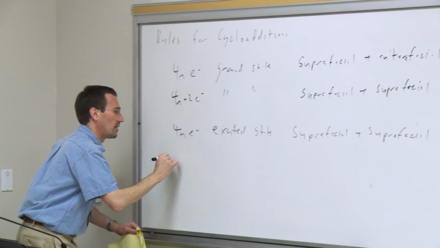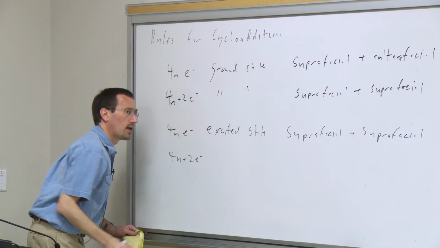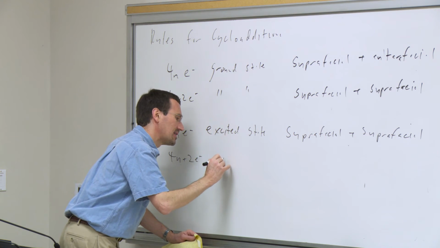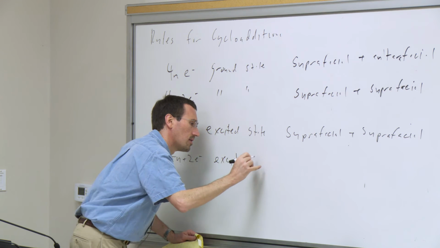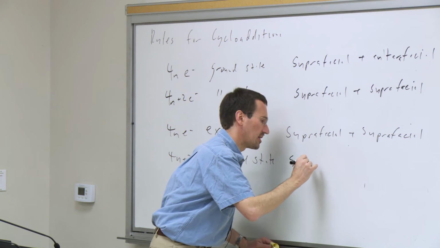And 4n plus 2 electrons in the excited state would be suprafacial plus antarafacial.